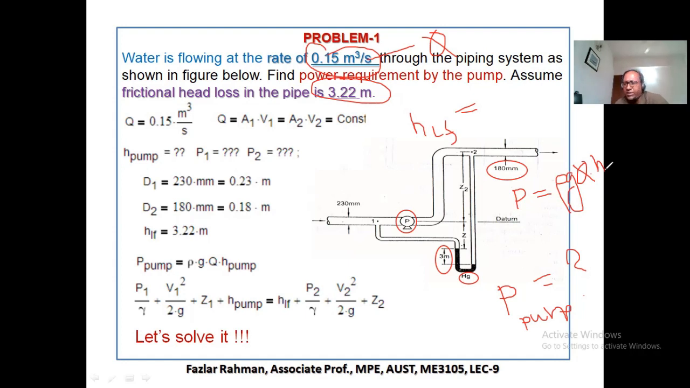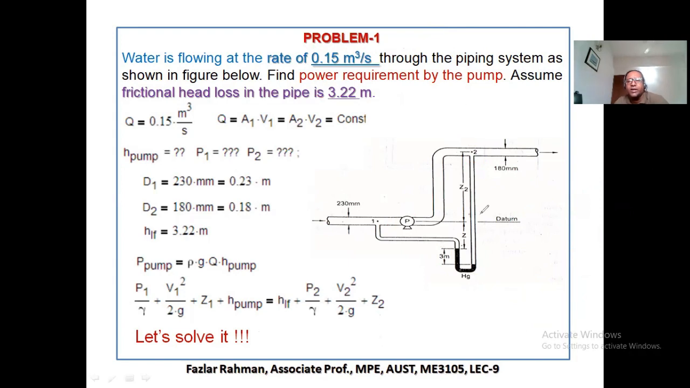We can apply Bernoulli's equation between point 1 and 2. Okay, I would like to apply the Bernoulli's equation between point 1 and 2. First apply point 1. Then you get P1 by gamma plus V1 square by 2G. If you think this is the reference line, then height of point 1, that means Z1. Z1, this much energy in the point 1.